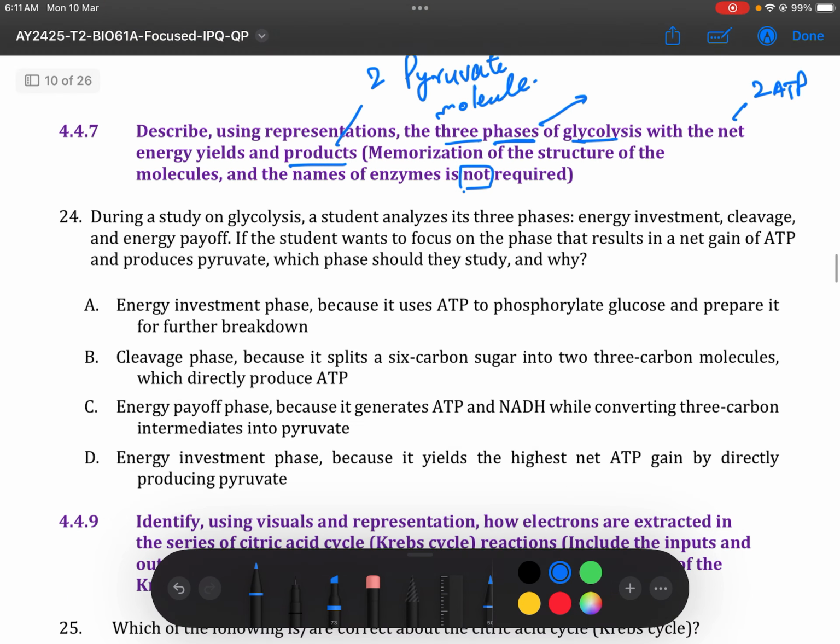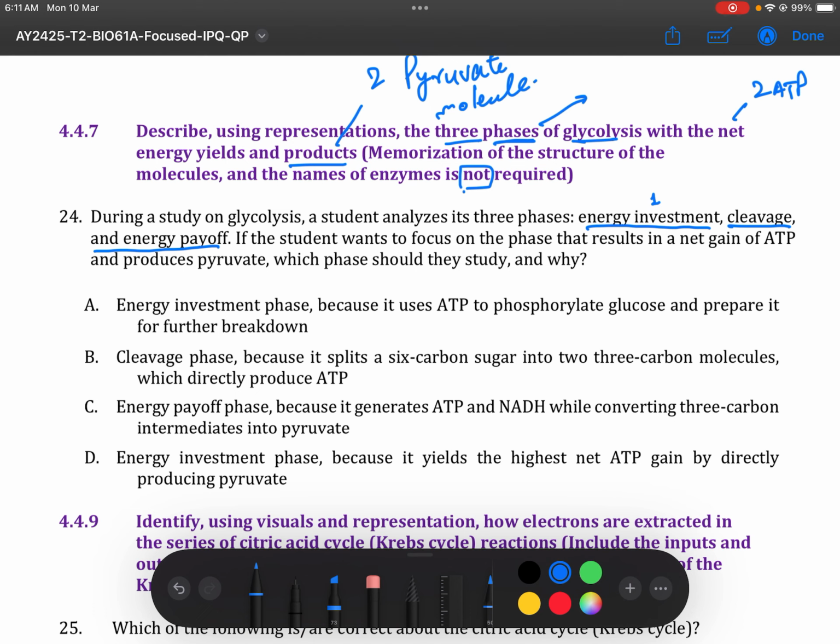Okay, during study on glycolysis, a student analyzes its 3 phases as energy investment, cleavage and payoff. So these are the 3 stages. Be very careful. Stage number 1, energy investment, when you use 2 ATP molecules. Cleavage, when the 6 carbon molecule of glucose is broken down into 3 carbon molecules. And payoff is when you produce 4 ATP molecules, but 2 is the net ATP.